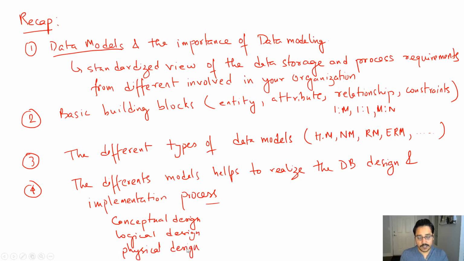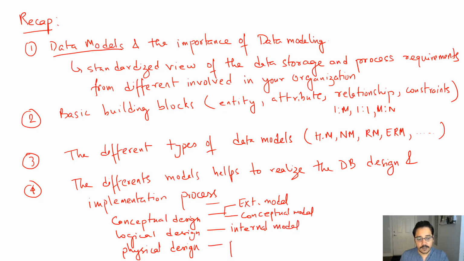So for each of these design steps, there are some corresponding data models that you will have to use or develop, right? And we learned in this chapter of data modeling that conceptual design can be represented by using the external model and then the conceptual model. And then the logical design can be done by using the internal model. And then for the physical design, we have the physical model.